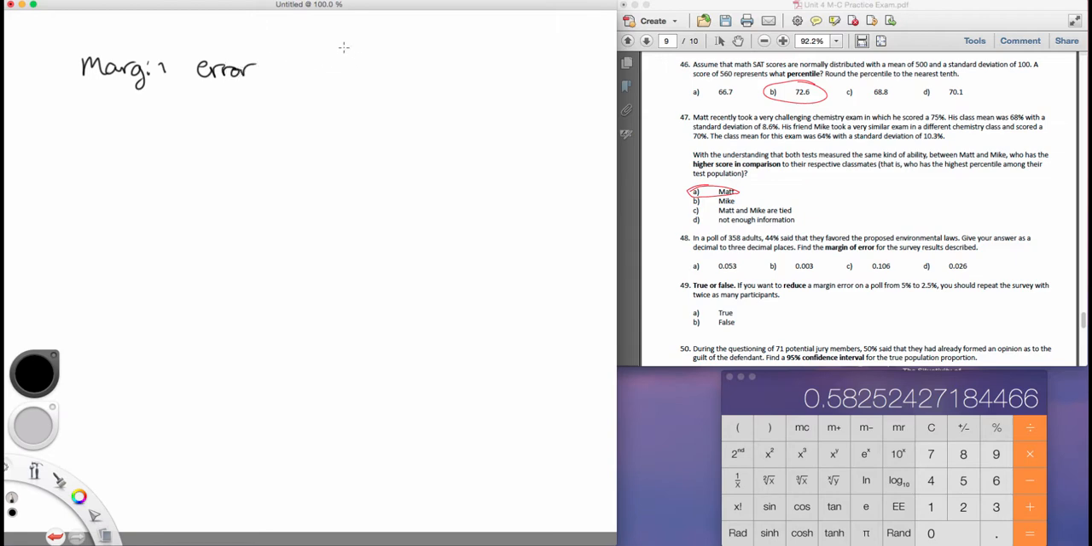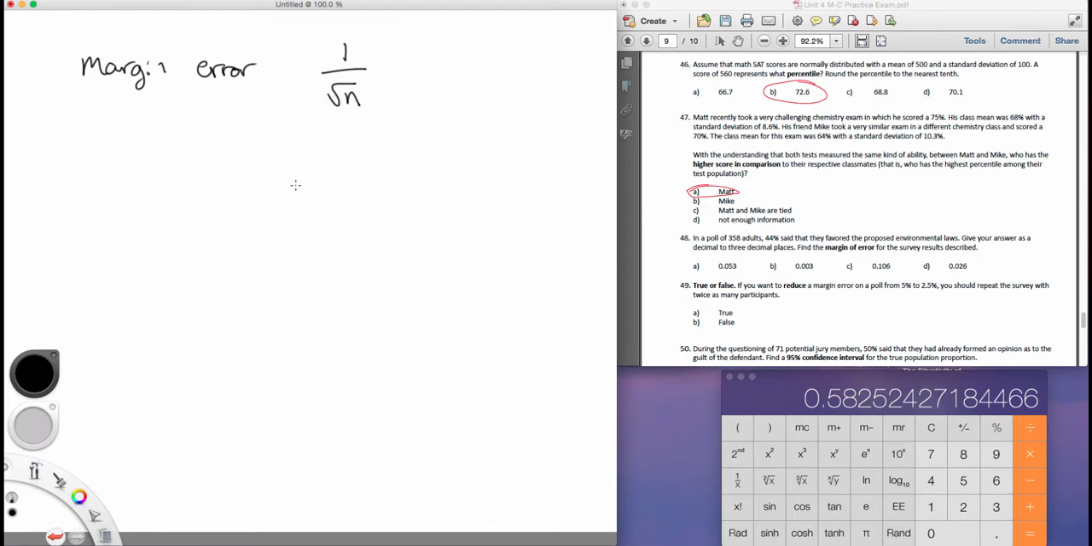Margin of error for 95%, remember, is 1 over the square root of n, where n is our sample size. If it was 68%, then it would be 1 over 2 square root n. And if it was 99.7%, then you do 2 divided by the square root of n to get those confidence levels.